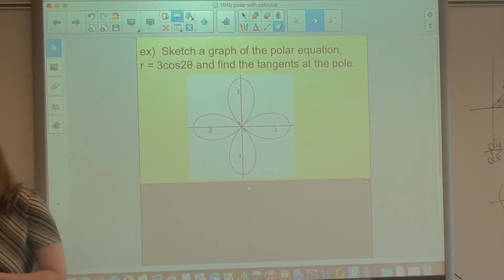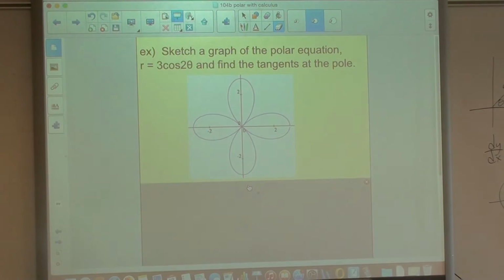All right, now the question says find the tangents at the pole. To find tangents at the pole, the theorem says if r is 0 and r prime is not 0, then theta equals that value is a tangent at the pole. So the first part of the theorem says if r is 0, so how would we start? Let's set r equal to 0 and find the values, which you should have in the list you just made. You could probably just look at your t-chart and figure out where r is 0 for what angles. It's all of the pi over 4.